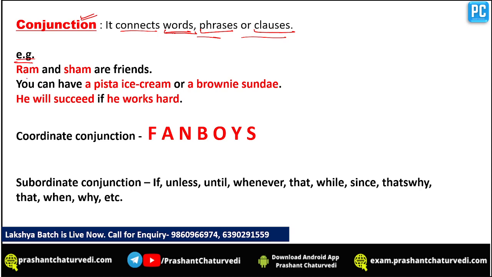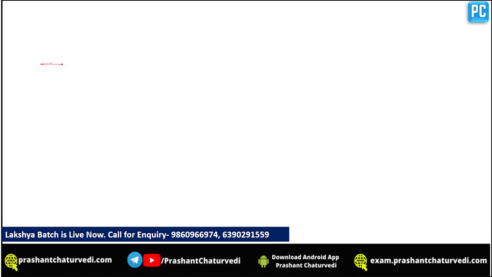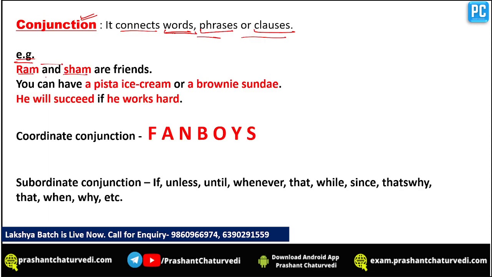The example number one is: Ram and Shyam are friends. So here the conjunction "and" is joining two different words, Ram and Shyam. Clear? So we can say that "and" is here a conjunction. This word is used here as a conjunction.